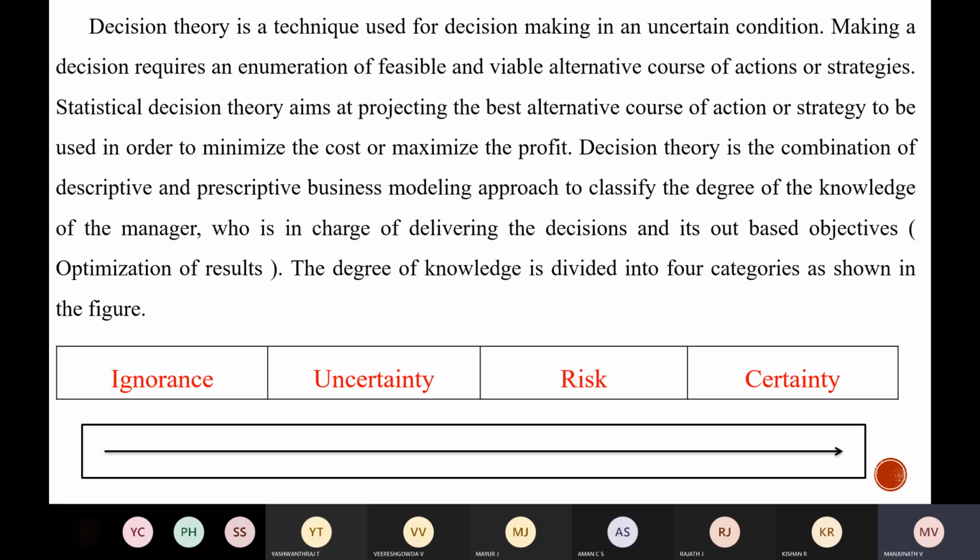The knowledge you can divide into 4 steps. This is a kind of evolution of knowledge of decision theory. Evolution of knowledge of decision theory. Understood?